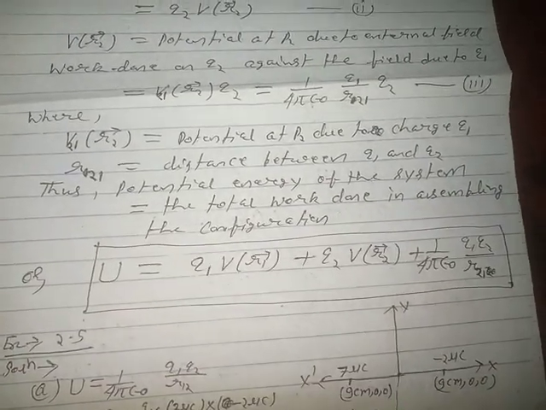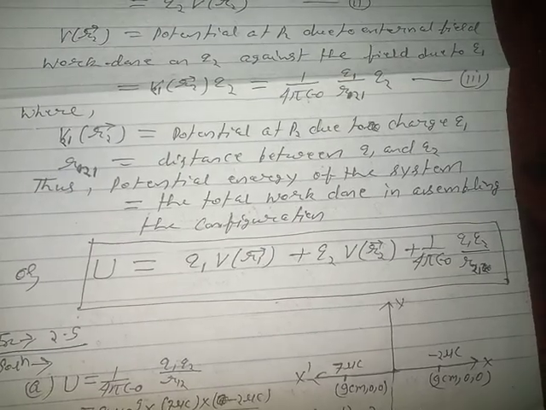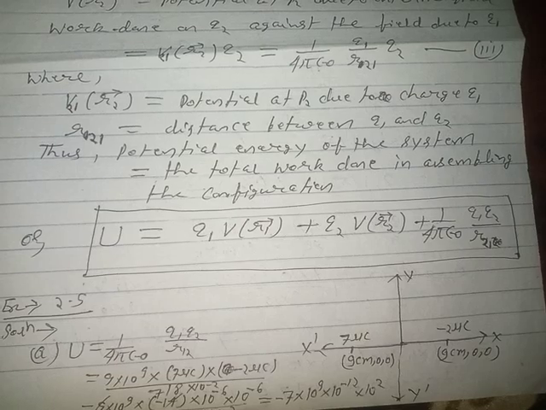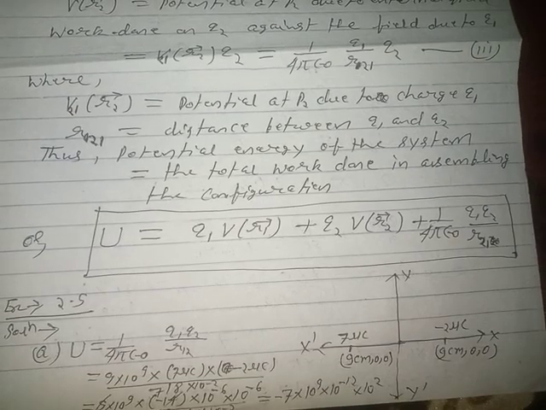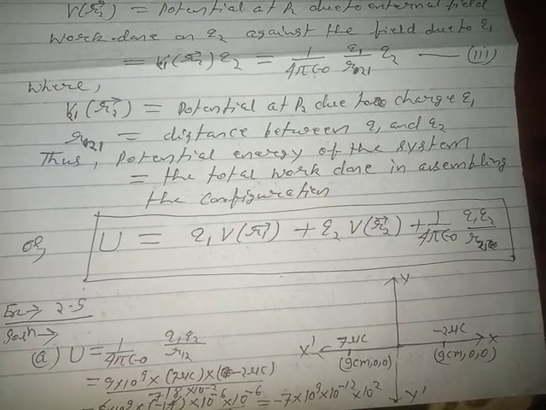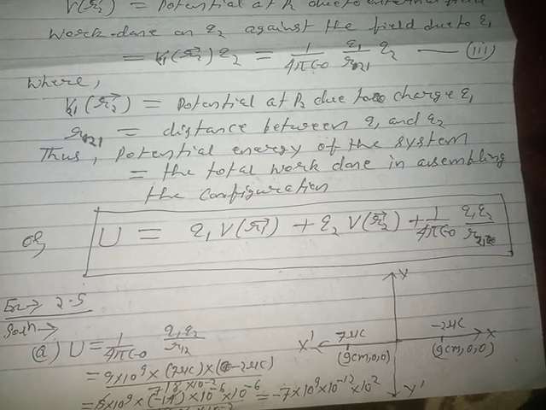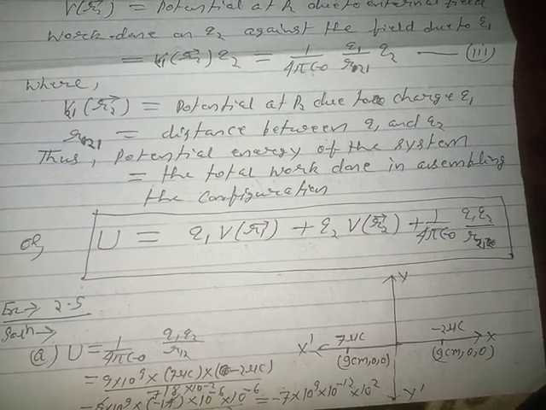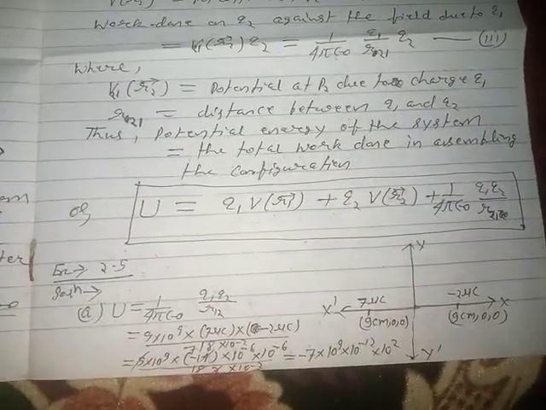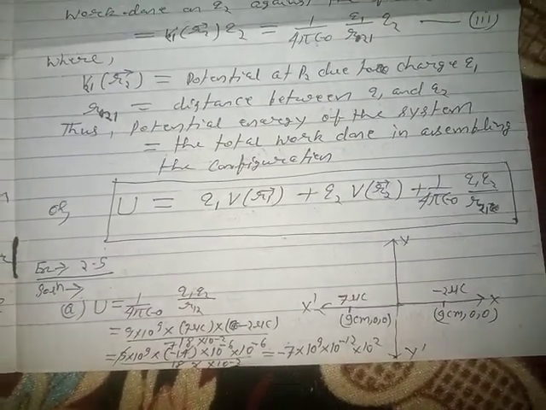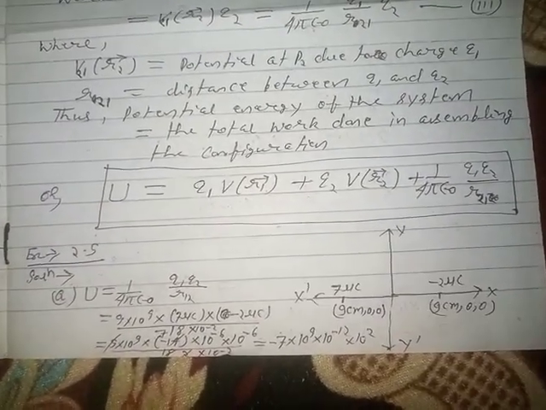Thus, the potential energy of the system equals the total work done in assembling the configuration. This implies U equals Q1 VR1 plus Q2 VR2 plus 1 by 4 pi epsilon naught Q1 Q2 by R21. Now example 2.1, which is given in the book, can be solved with this equation, as shown in the figure.